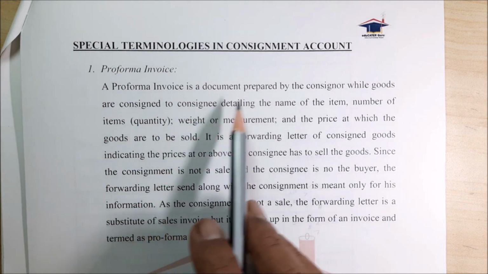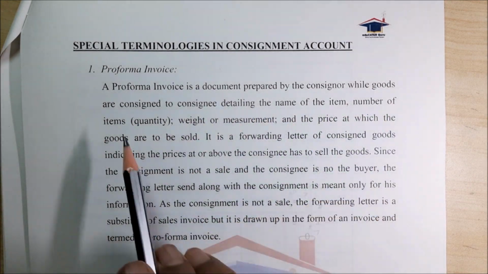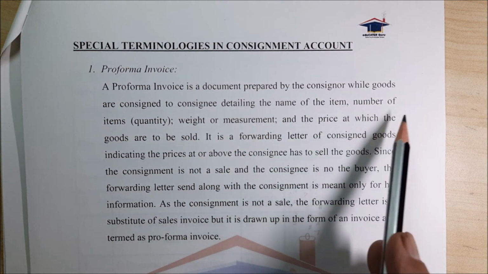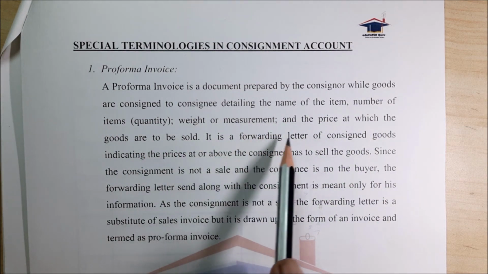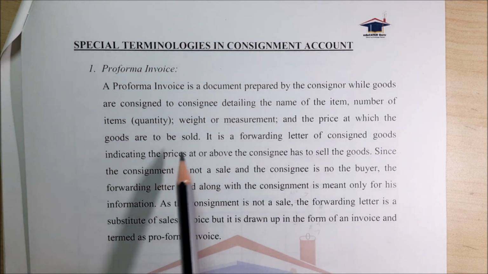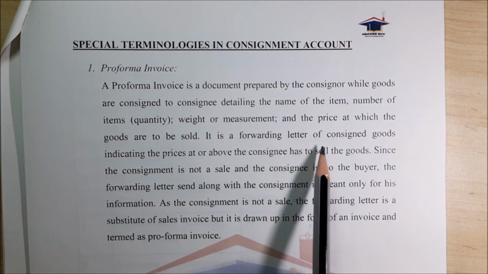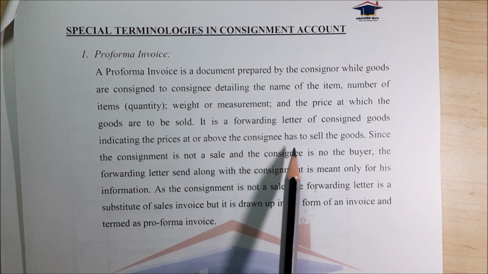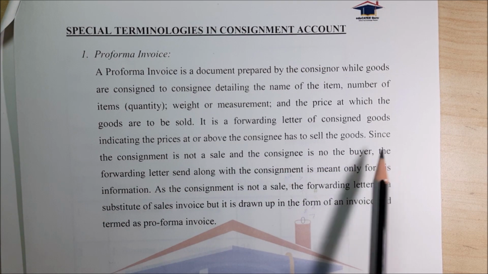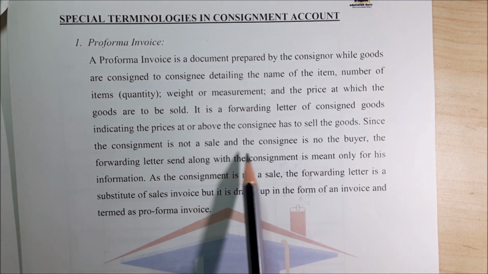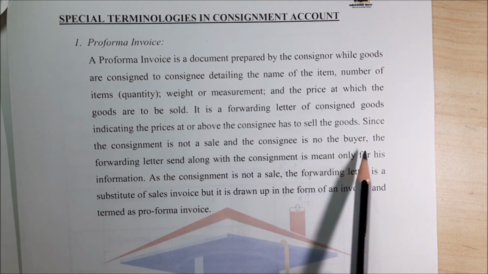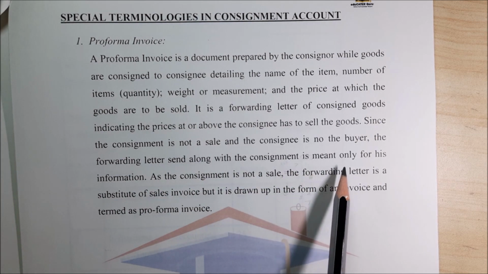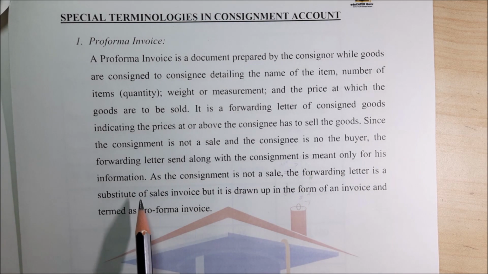A pro forma is a document prepared by the consignor while goods are consigned to the consignee, detailing the name of the firm, number of items, quantity, weight or measurement, and the price at which the goods are to be sold. It is a forwarding letter for consigned goods indicating the prices at or above which the consignee has to sell the goods. Since the consignment is not a sale and the consignee is not the buyer, the forwarding letter sent along with the consignment is meant only for his information.